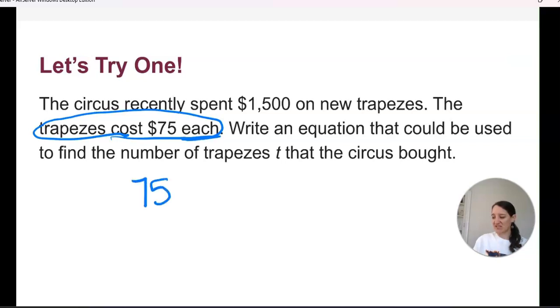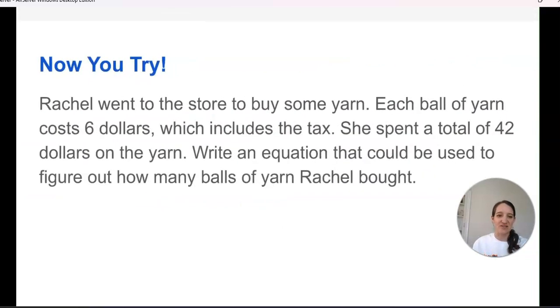$75 each. Remember, each is times. $75 for each trapeze. And they spent a total of $1,500. So that total is like the equal amount, right? So I'm going to say 75T equals 1,500.